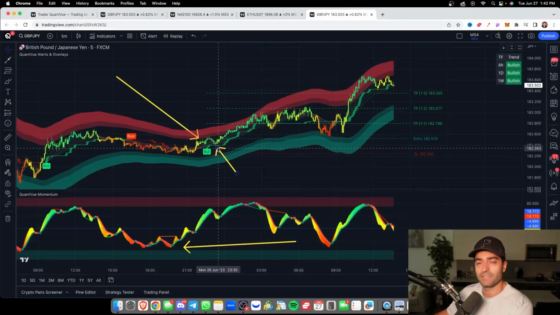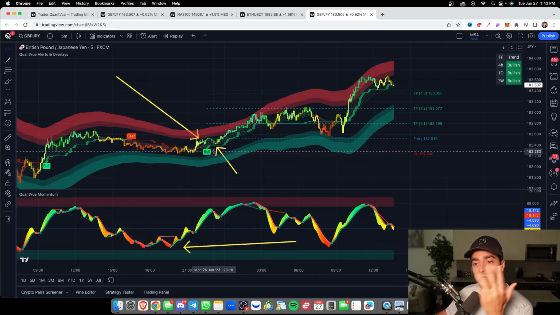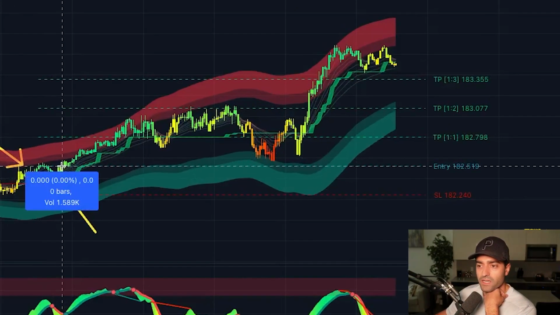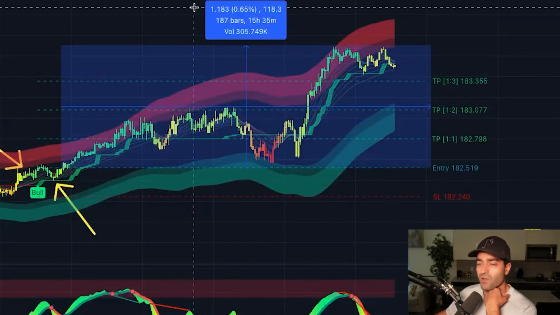So let's go through the checklist. You know the higher time frame trend is bullish. The trend table on the even higher time frames, the daily and the weekly, here in the alerts and overlays indicator is bullish. We got a bullish momentum indicator, that's 3. And we also got price retesting this algo buddy ribbon with a subsequent bounce. One of these candles right here would have been a fantastic place to enter this particular trade, over 100 pips.